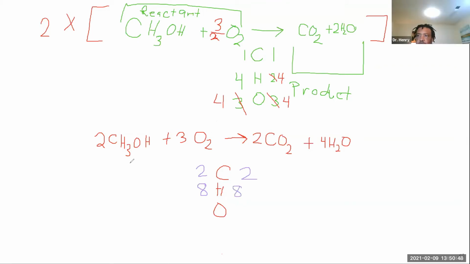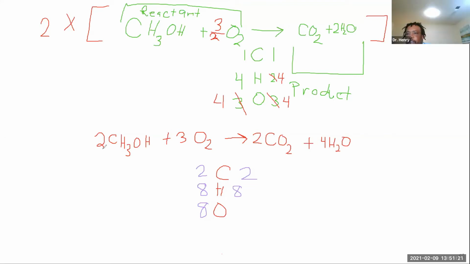And then how many oxygens do I have on my reactant side? 3 times 2 is 6, plus 2 is 8. Wait, I messed up. Wrong math. Can you tell me how you counted the oxygen again, please?